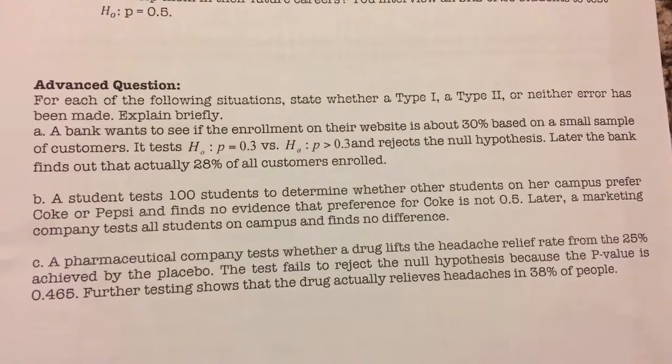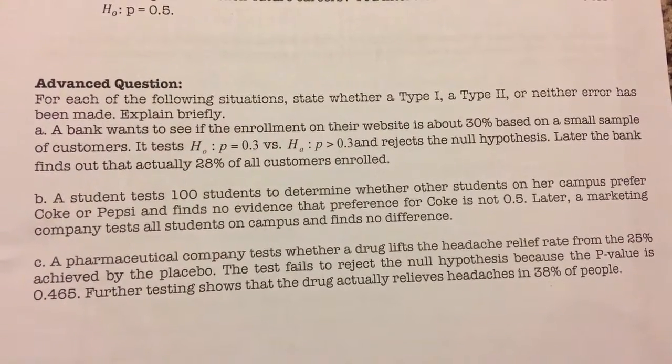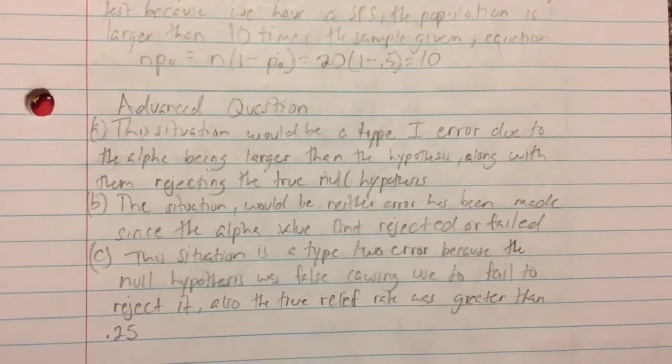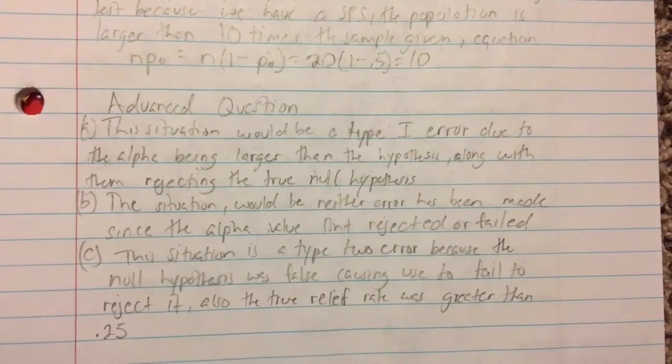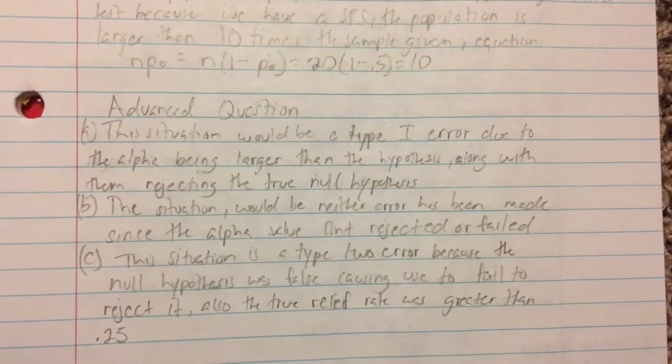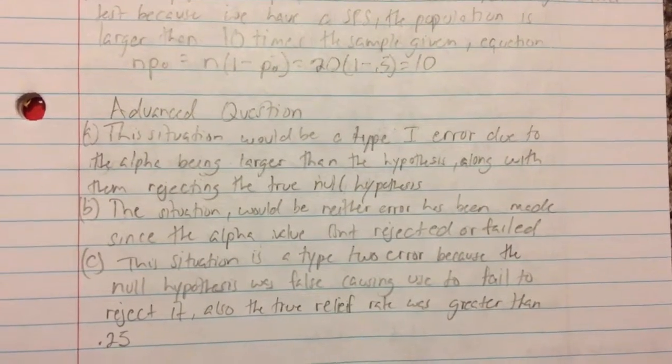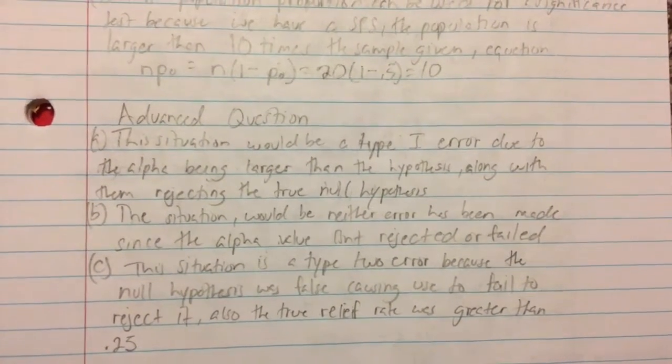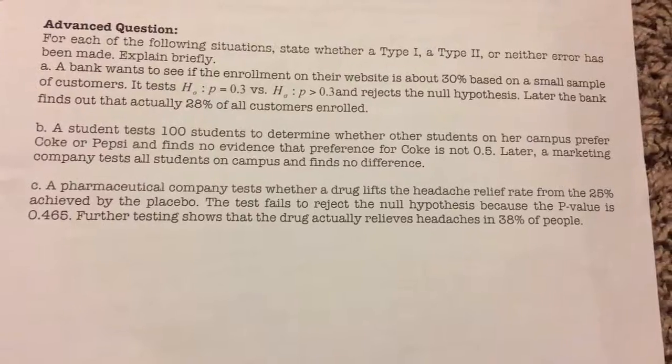Later, the bank finds out that actually 28% of all customers enrolled. My response was, this situation will be a Type 1 error, since they rejected a true null hypothesis.